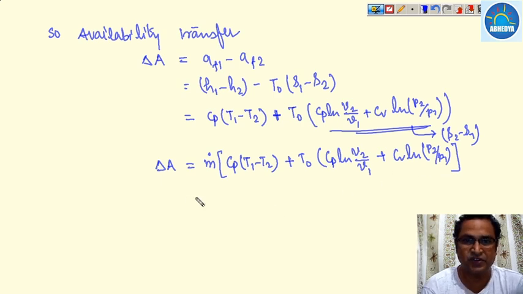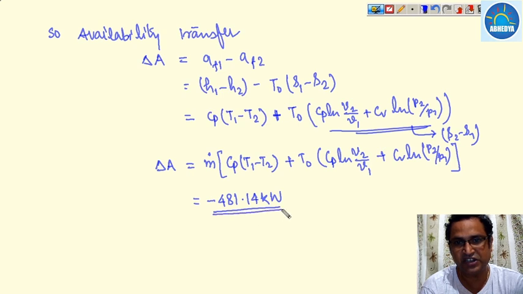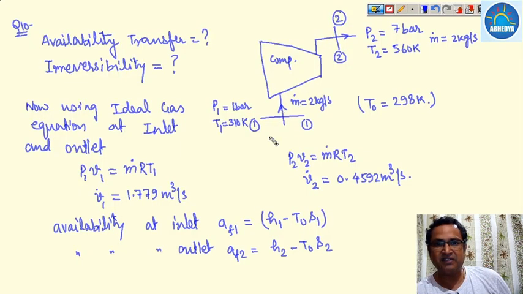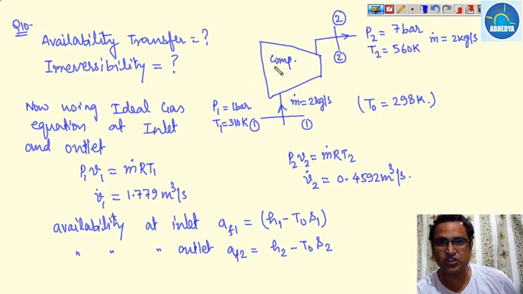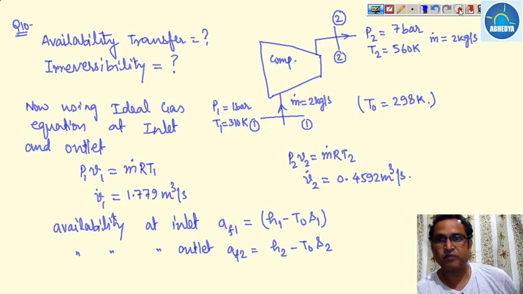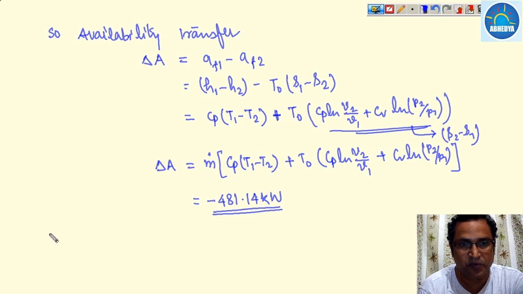Now by putting all the values, we will get this value as minus 481.14 kilowatt. Why is it a negative sign? This negative sign basically shows that the availability has been reduced, because I am taking the availability transfer from inlet to outlet, that is AF1 minus AF2. So total availability, since it is negative, means the availability of the gas has been increased. It is just because in a compressor we are doing some work, and because of this work the availability has been improved.